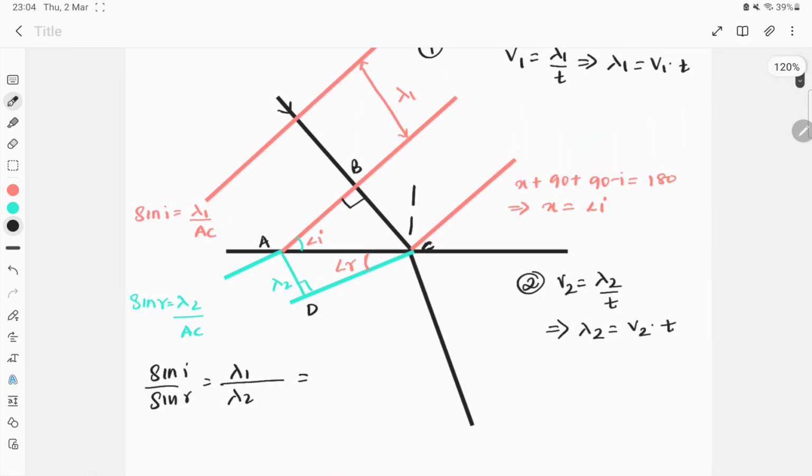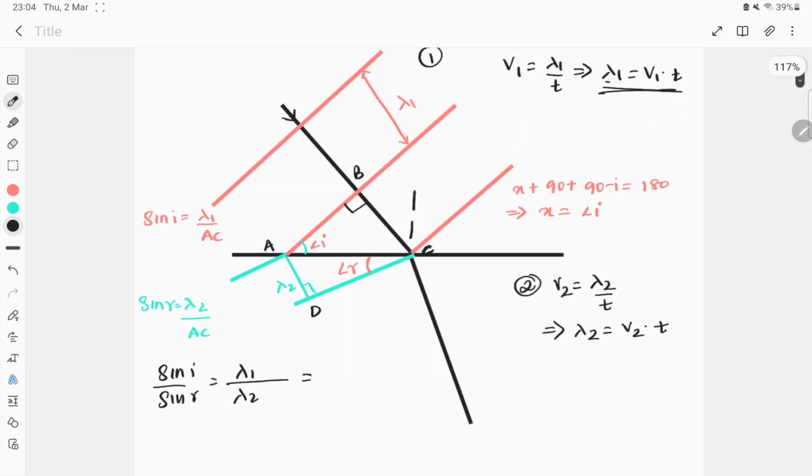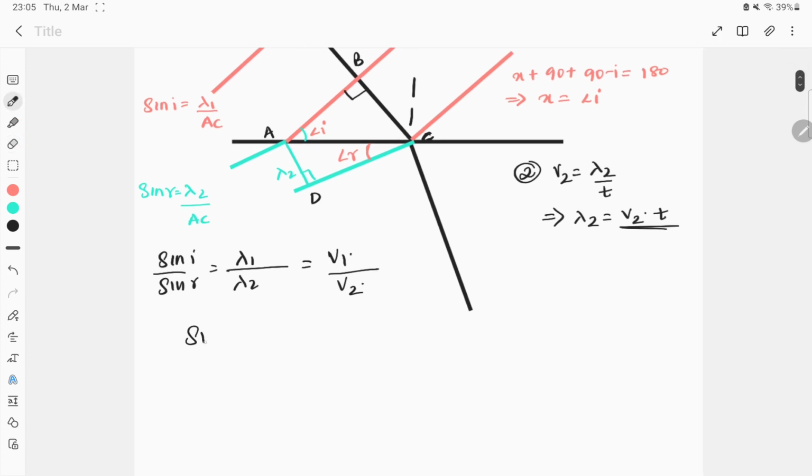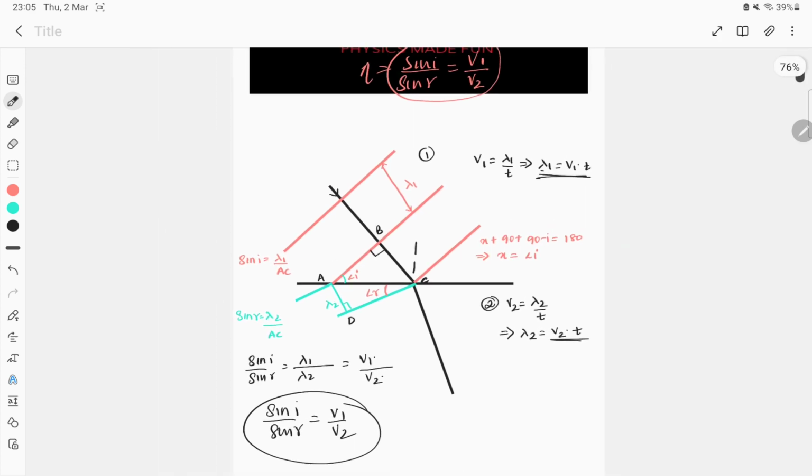Now we go back to the value of lambda 1 which we had found out. Lambda 1 was v1 times T, and lambda 2 which we found out was v2 times T. Again we had said that T remains constant, so I can get rid of that. So what I'm left with, sin i upon sin r is v1 upon v2, which is my Snell's law. यही proof करना था ना.